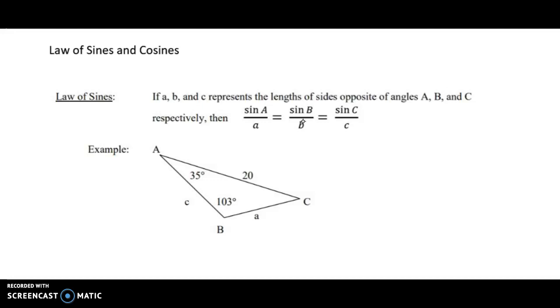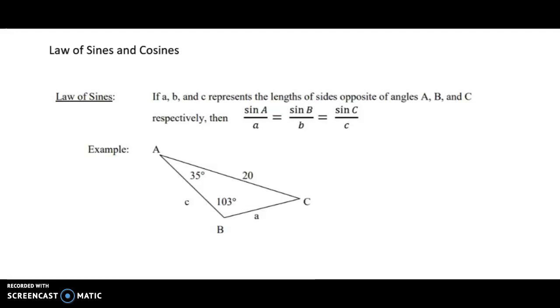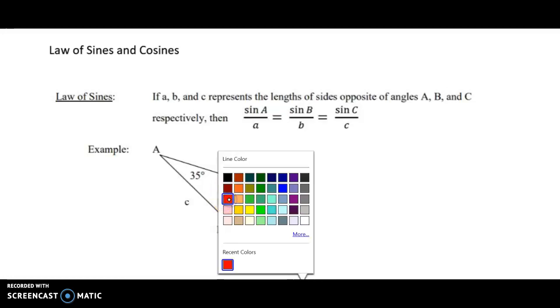So if you have angle A and side A, and then maybe you have angle B and you need to find side B, then you would just use this much of it. And you would just set up a proportion and solve it. So the law of sines can't always be used, but if you do have an angle and its opposite side, then you can definitely use it.